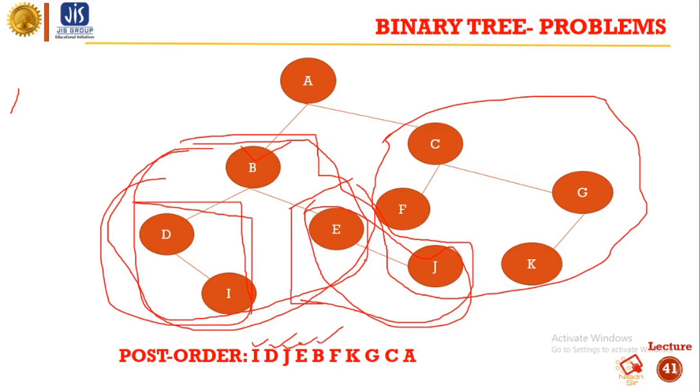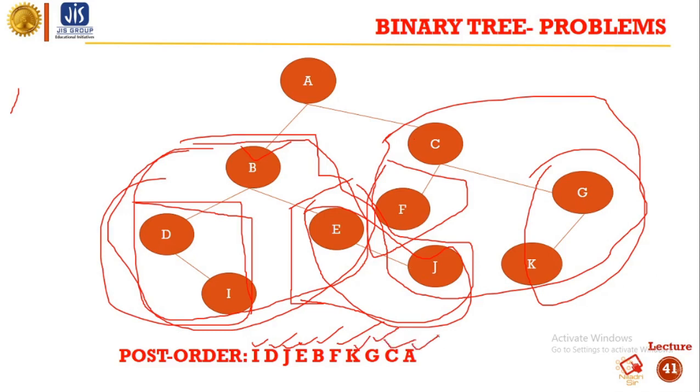So the left part of A is done. Now come to the right hand part. C is the root, F is the left. This is the left part and this is the right part of C. At first the left part, that is F, and after that the right part. So G and K are there, G is the root and K is the left. So K first, then G. So the left part and right part of C are done. Now C will happen and after that A. So this is the post order traversal of the binary tree.